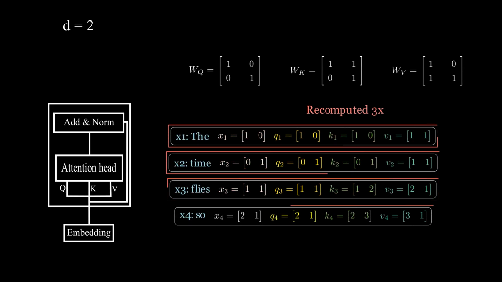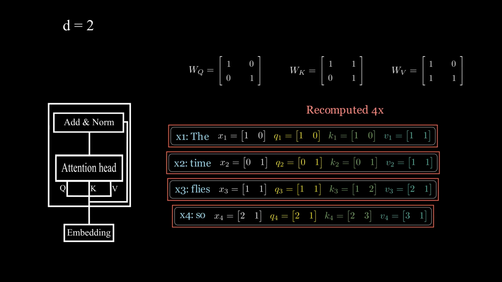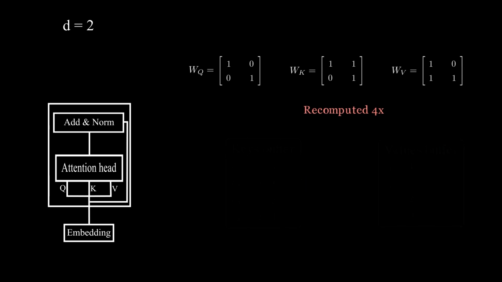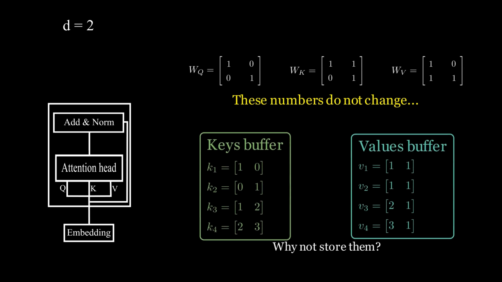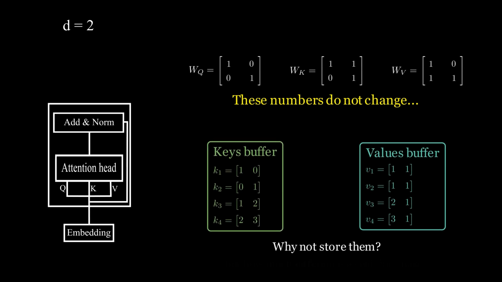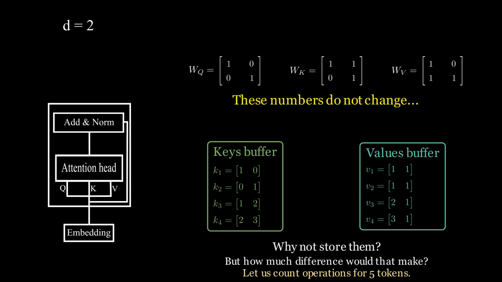And if you are with me so far, then what you are thinking right now is what researchers thought as well. Why not store these numbers to avoid recomputation every time, since they are not changing, right? But how much difference can it make? Let's see how many operations are needed to get the 5 tokens for the given example.